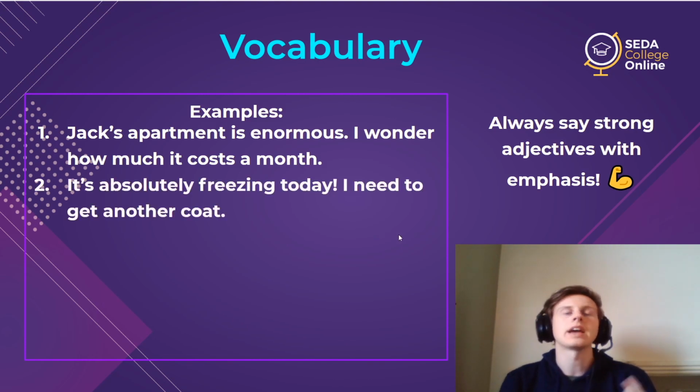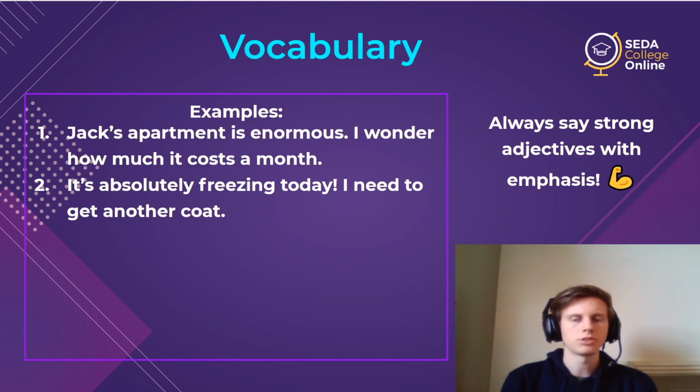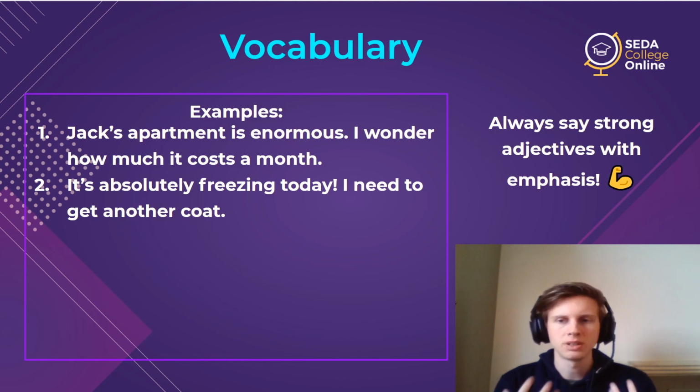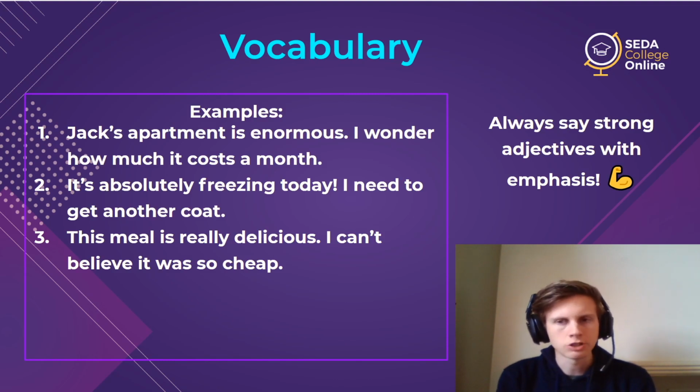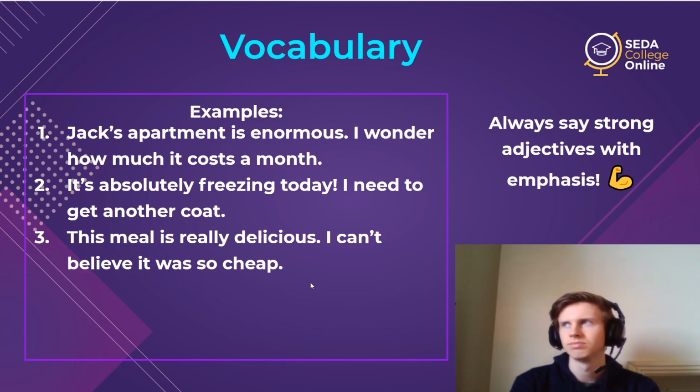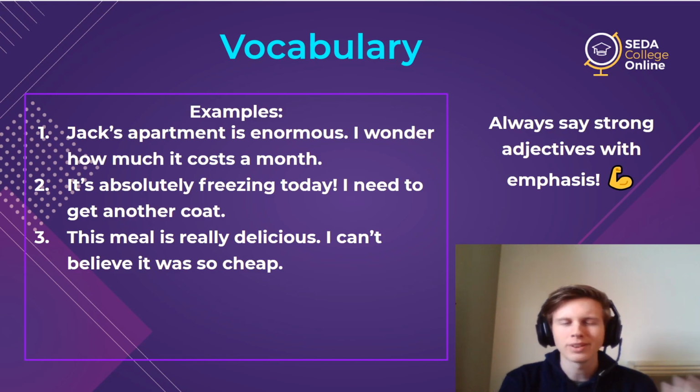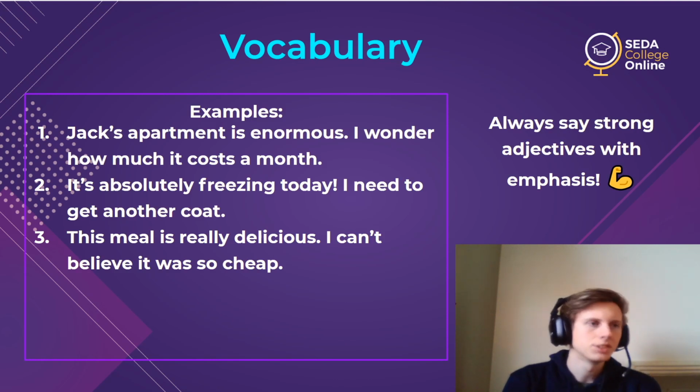Another example, it's absolutely freezing today. I need to get another coat. It's just very cold outside, so you want to put emotion. This meal is really delicious. I can't believe it was so cheap. So, whenever you choose these words, it means I feel very strongly. So it's very natural to say with emotion. I would never say, yeah, this meal is really delicious. It doesn't make sense. Why would I say delicious if I feel so bleh?